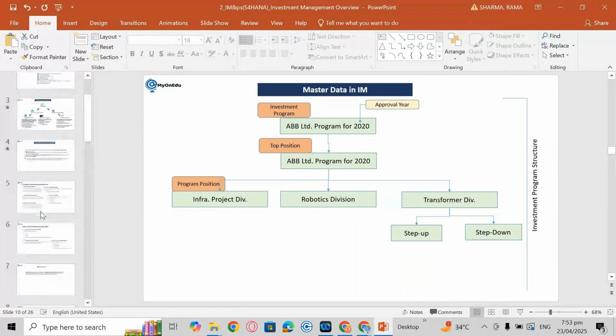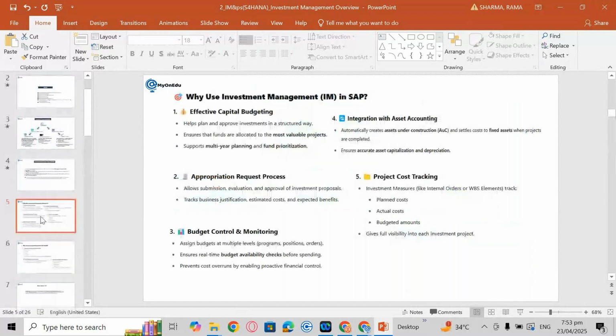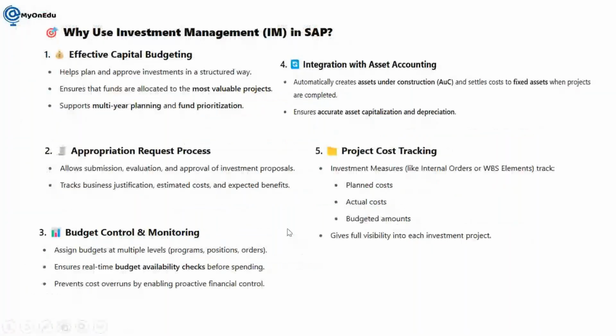So here I'm coming back. This position, this program structure, the investment program structure, is going to become a base for all the transactions which we are going to do within IM, investment management. So here what we are saying, this is helping us to manage our budgeting. It is helping to manage my budget and approve investment in a structured way. So as I showed you, that is a structure. It is ensuring the funds are allocated to the most valuable projects. Then it is supporting multi-year planning and fund prioritization.